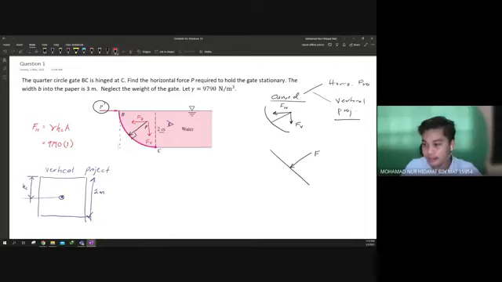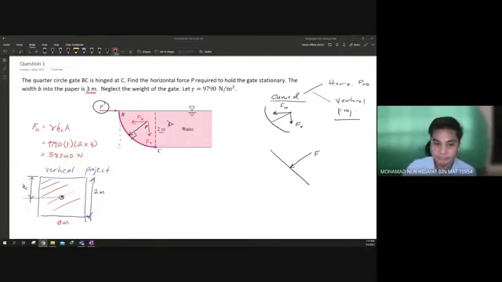Area, what is the area? Area of this. What is area of this? This is 3 meter, okay, into the page. So the area is 2 multiplied with 3. So what is the value of FH? It is 58740 Newton. Okay, guys, do you understand until this part?